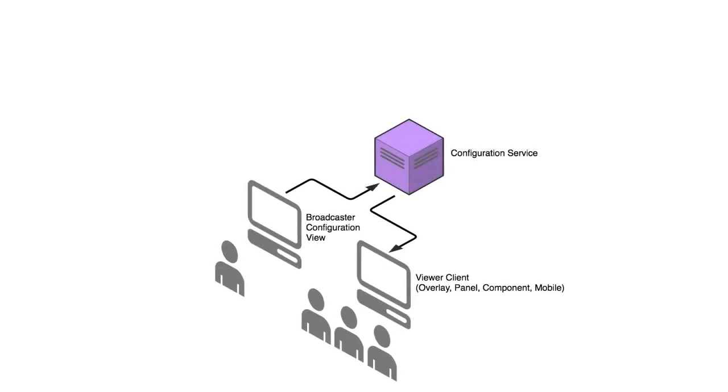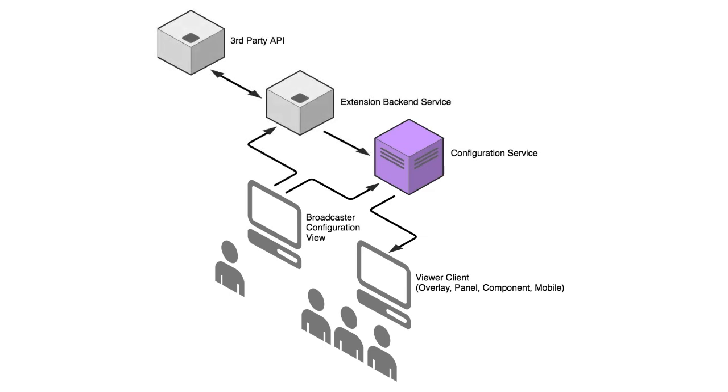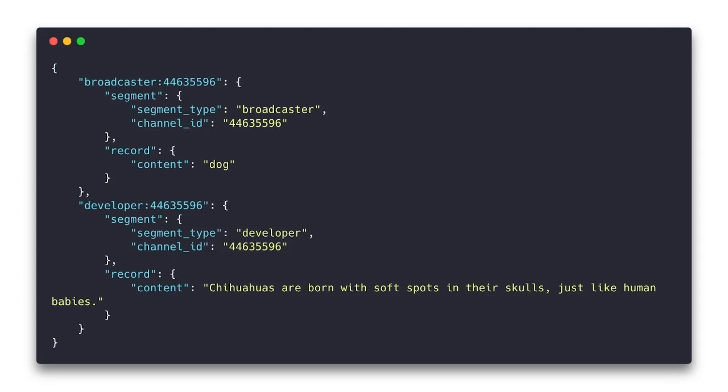In this case, when the broadcaster stores their configuration on the configuration service, the front end also makes a call from the configuration view to the EBS to trigger additional logic. Based on their choice of a cat or dog fact, the backend will query from a third-party fact API and store it on the configuration service as well. Now, when a viewer loads up the extension on their side, they will be able to see a fact about the topic of the broadcaster's choice.